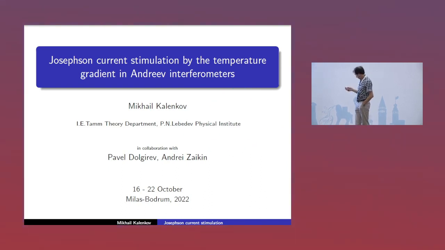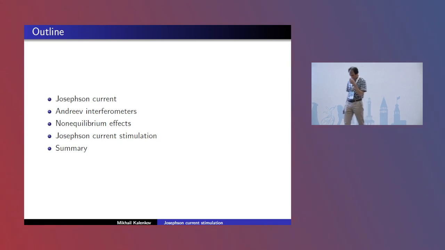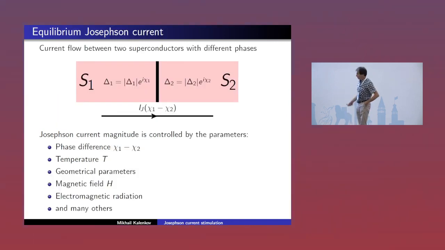The outline of my talk is the following. First of all, I will talk a bit about the Josephson effect. Of course, everybody knows here about it, but I would like to clarify some points which are important for me. And then I will talk about the non-equilibrium effect, and in particular the non-equilibrium effect in Andreev interferometers under thermal bias. Well, if you put two superconductors together, then there is a non-dissipative current flowing across the interface.